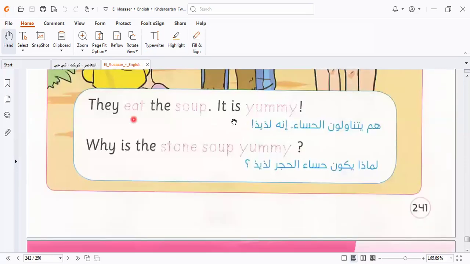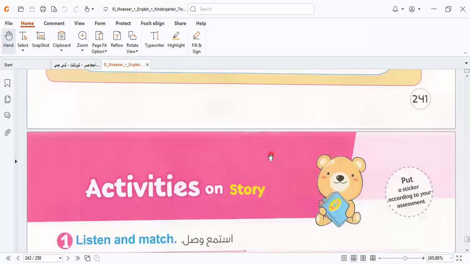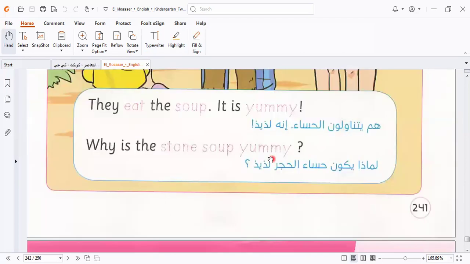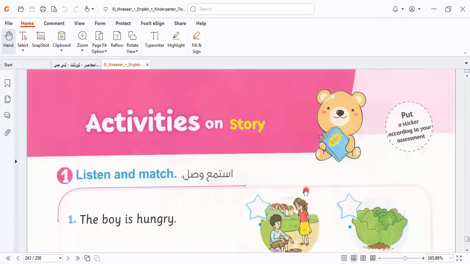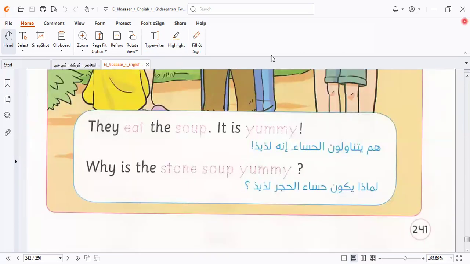They eat the soup. It's yummy. Why is the stone soup yummy? The story has now ended. The story finished here.